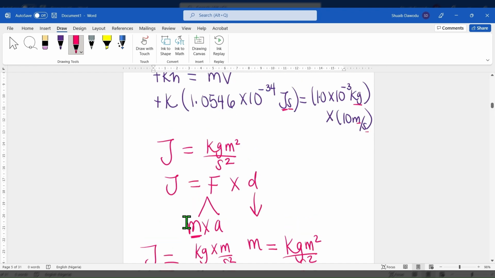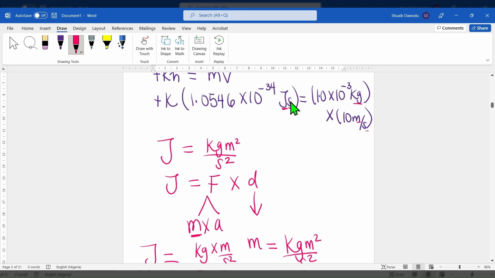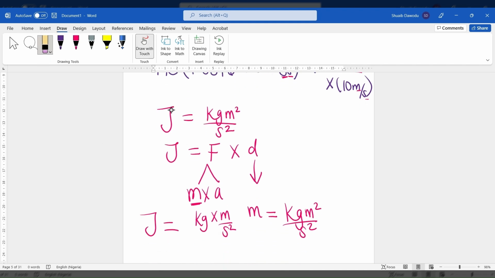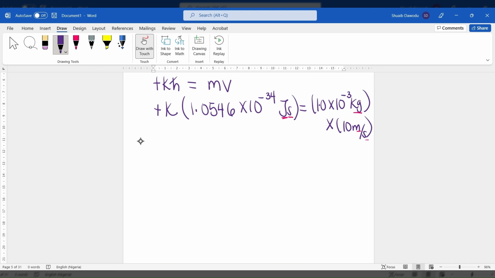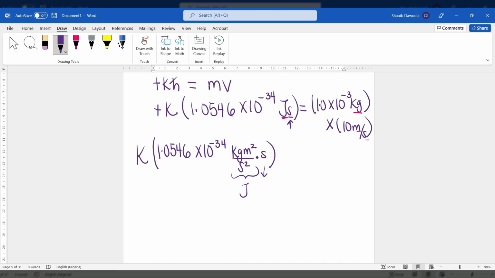So I'm going to use that knowledge and substitute joules with kilogram meter square per second square in order for us to be able to cancel out the units and properly do our work. So we have k multiplied by 1.0546 times 10 raised to the power of negative 34 kilogram meter squared per second squared. Okay, so that's just for joules. Let's not forget we have this unit of seconds here, so just multiply by seconds. It's very, very important. I multiply by seconds because this one is joules, and this is the seconds that is left over. So anyways, that's why I'm putting that there.